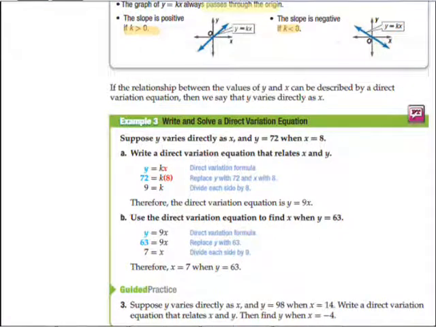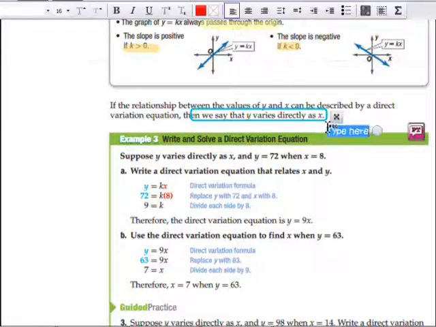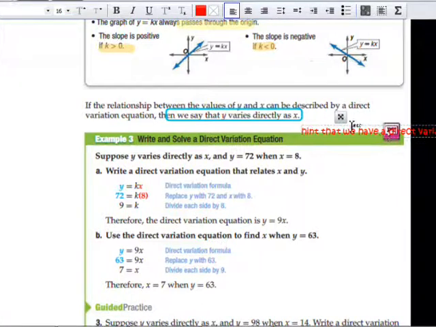In a relationship between the values of y and x, if they're described as a direct variation, then we use this terminology right here. And this is important to understand because you're going to see this in questions, so you need to know. We say that y varies directly as x. This is like a giveaway. It's a hint that we have a direct variation.